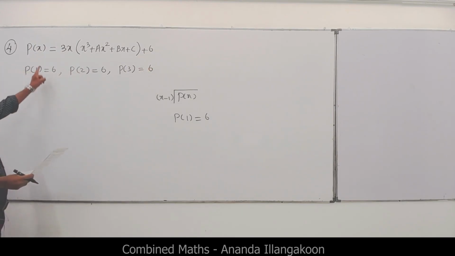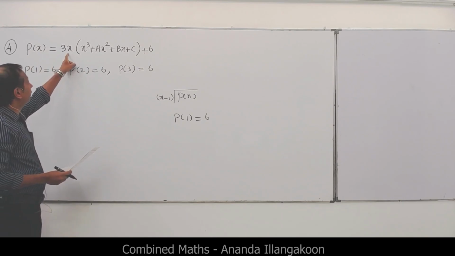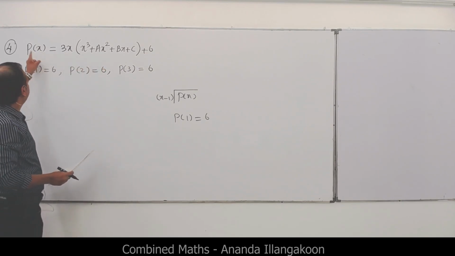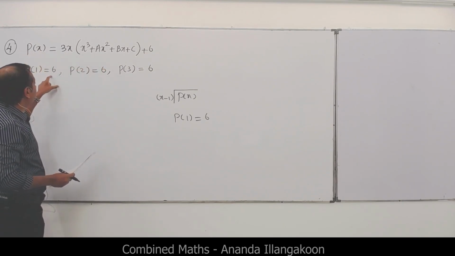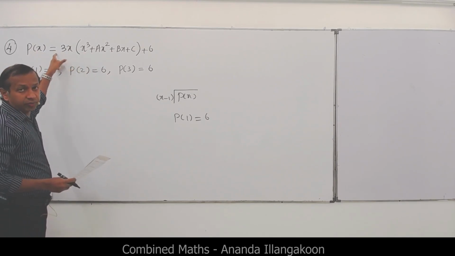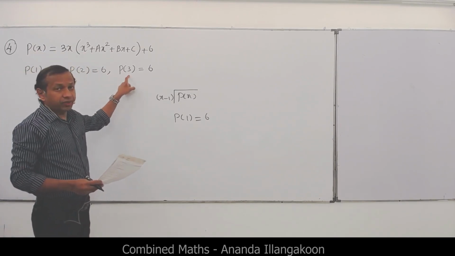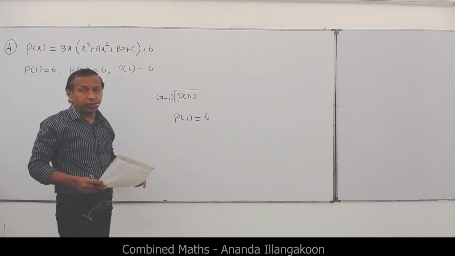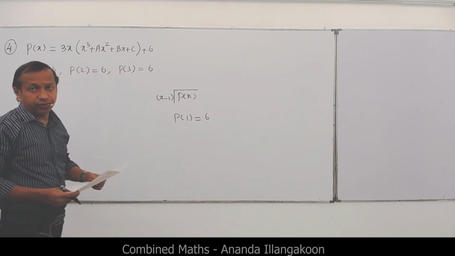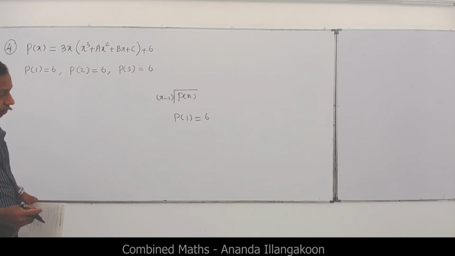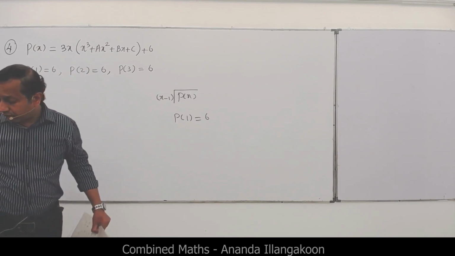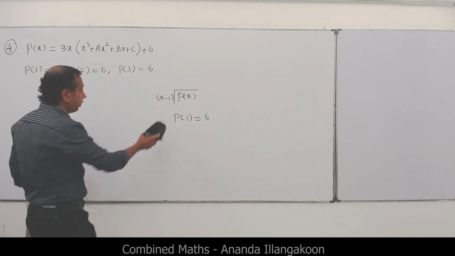Then we can put first x equals 1 on the left and right. Then we get P(1) here, and for that P(1) we put 6. Like that, on the left and right we put x equals 2, and on the left and right we put x equals 3. Thereby we can draw 3 equations involving A, B and C. Thereby we can find these A, B, C values. Let's see how to find them.